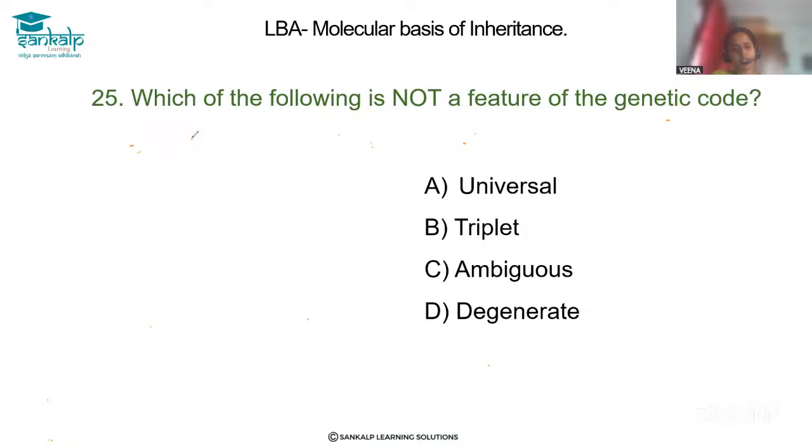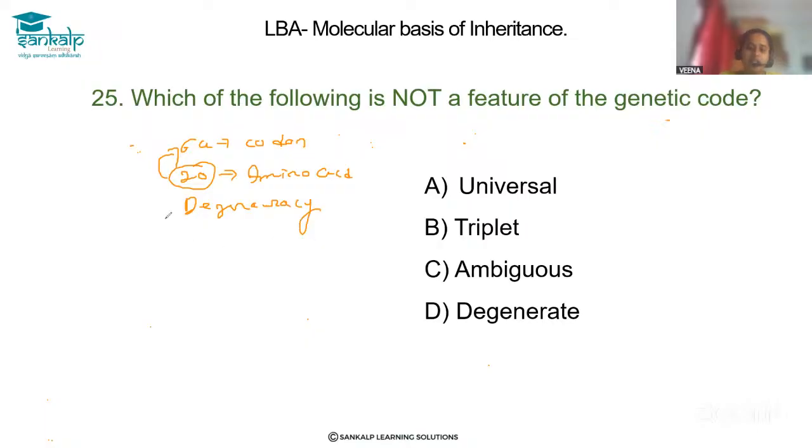Let's solve question 25. Which of the following is not a feature of the genetic code? Dear students, we have already discussed the genetic code, right? In the genetic code, you already know that 64 codons are there, and 20 amino acids. So for the 64 codons, only 20 amino acids are there, and these amino acids have multiple codons. That's why this nature is called degeneracy.